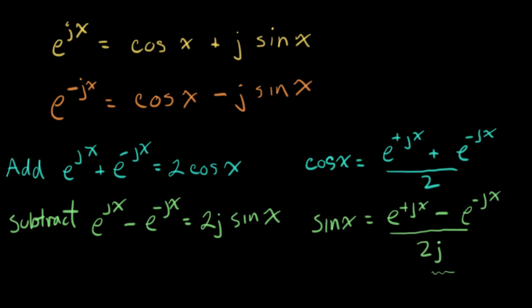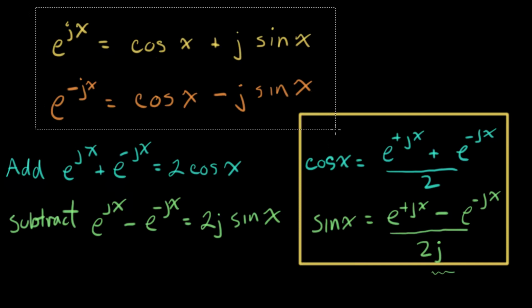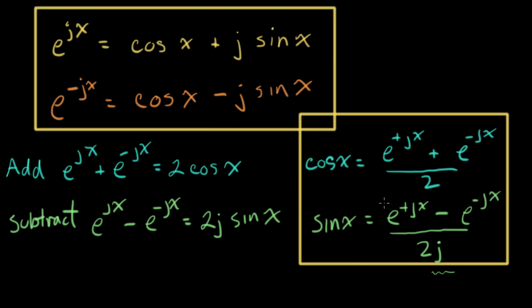So let me put a square around these because that's important. So there are the two expressions. If you have complex exponentials and you want to extract the cosine, this is how you do it. If you want to extract the sine, this is how you do it. You can put these in your head, or probably easier, just remember Euler's formula. This is a pretty straightforward, quick derivation. So the other thing we put a square around is this here. So we have Euler's formula and basically the cosine and sine extracted from Euler's formula.